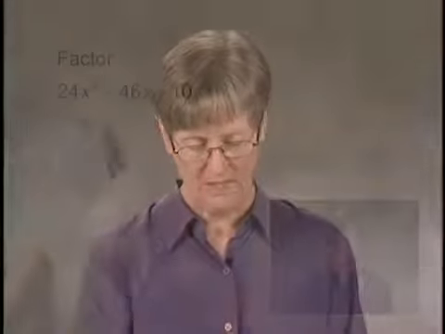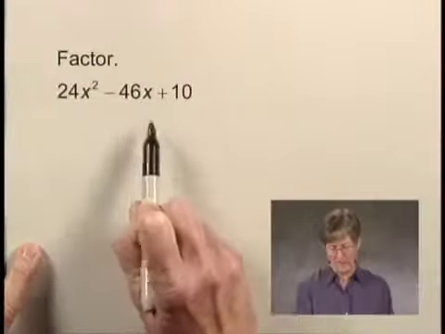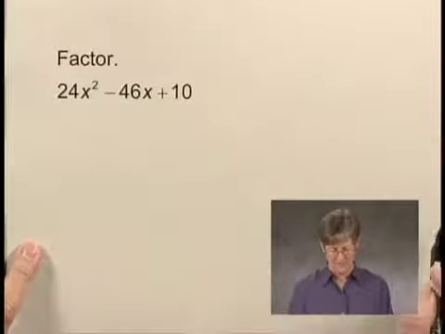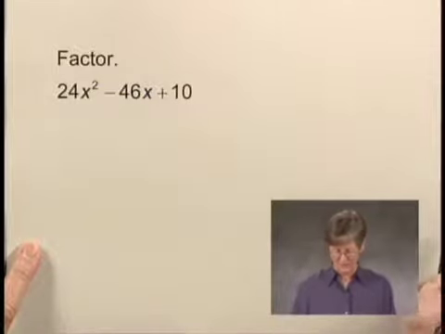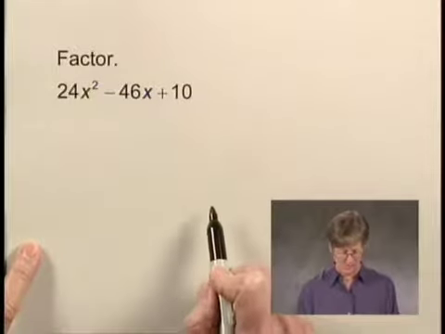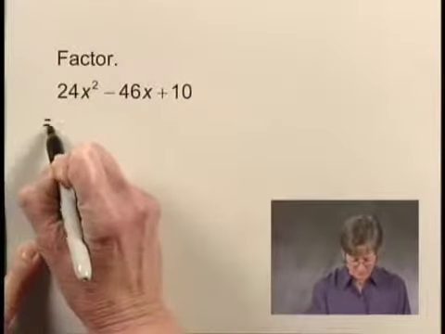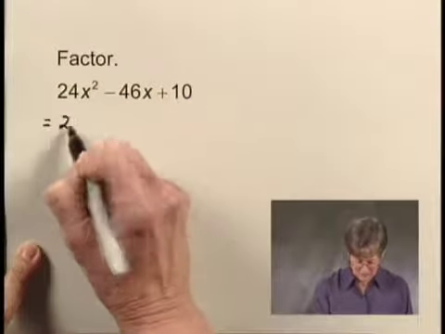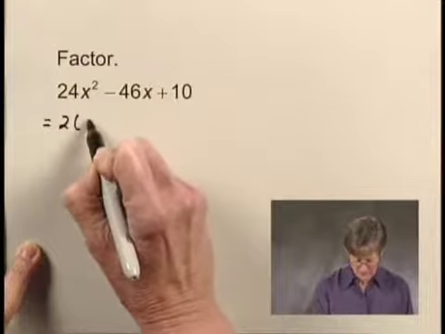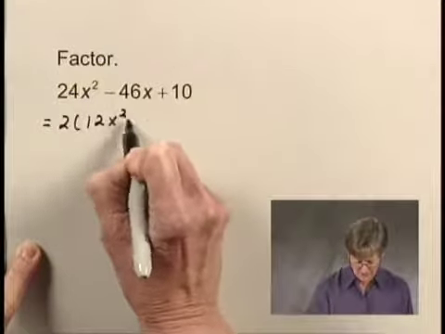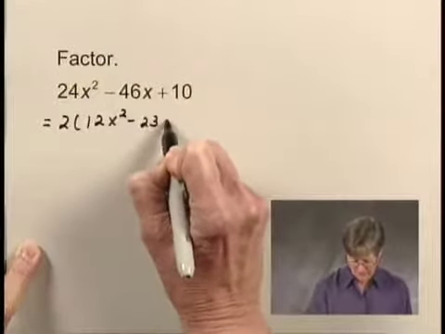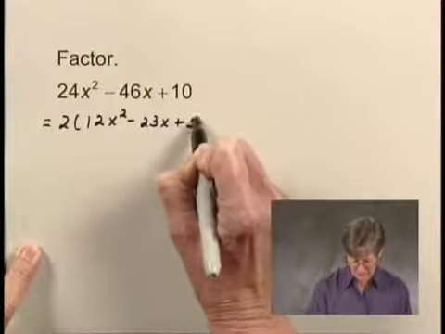We'll factor a trinomial in this exercise. We have 24x squared minus 46x plus 10. And let's look first and see if there is a factor that's common to the three terms. Well, we see that there's a factor of 2 that's a common factor, so we can factor that out, and we'll have 2 times the quantity 12x squared minus 23x plus 5.